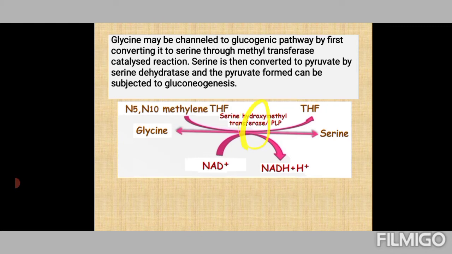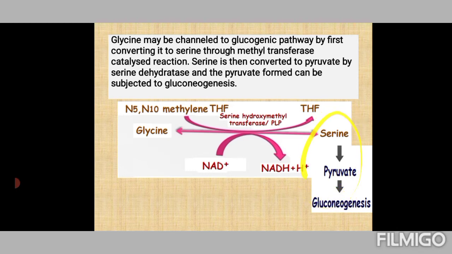The enzyme is the same, being a reversible reaction. The synthesis of serine from glycine is important in another sense also, because serine can be converted to glucose. Serine can be converted to pyruvate, and pyruvate obviously is a substrate for gluconeogenesis. So this is a mechanism for production of glucose also through gluconeogenesis.